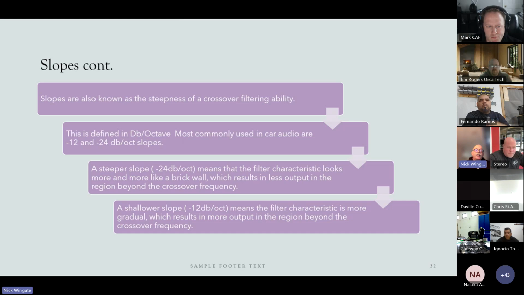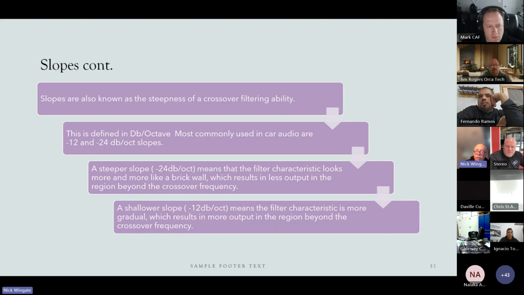This is defined as dB per octave. Most commonly used in car audio is a minus 12 dB and a minus 24 dB. The steeper slope, 24 dB per octave, means that the filter characteristic looks more and more like a brick wall. And that means that we're going to be able to protect the driver, and we're going to keep the frequencies from playing from the free air resonance of the speaker.